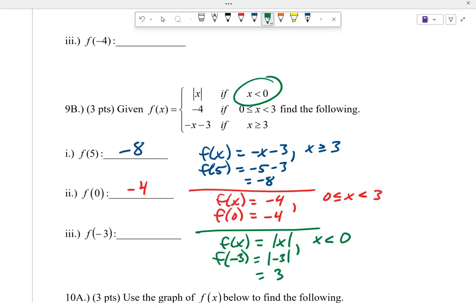Absolute value of negative 3 is 3. So there we go on that one.